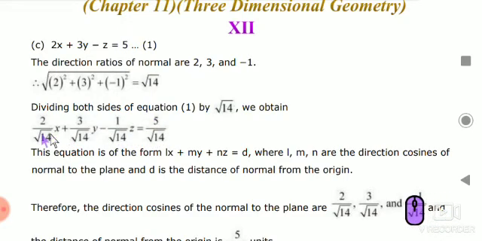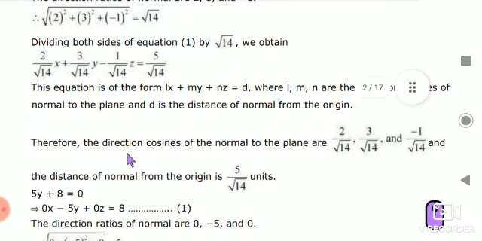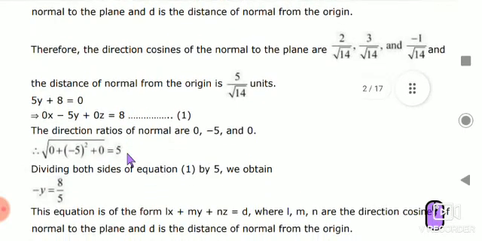The equation is of the form Lx plus My plus Nz is equal to D. Therefore, here 2 by root 14, 3 by root 14 and minus 1 by root 14 are called the direction cosines of the plane, and the distance of normal from the origin is 5 divided by root 14 units.